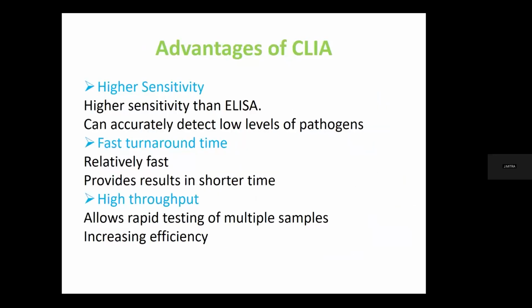So what are the advantages of CLIA? CLIA has higher sensitivity than ELISA. It can accurately detect low levels of pathogens. It is a much more sensitive method than ELISA. And it has a fast turnaround time. Relatively, we get the result within 1 hour, and that is very advantageous over the ELISA technique.